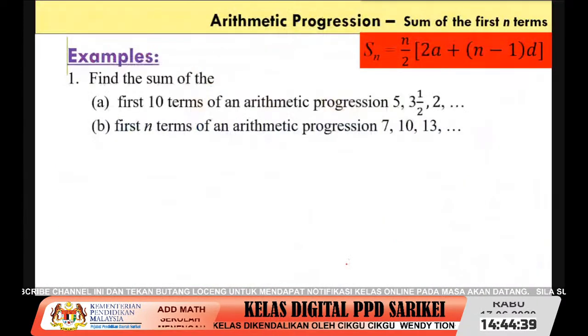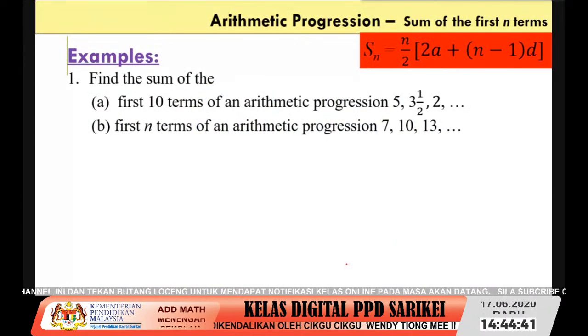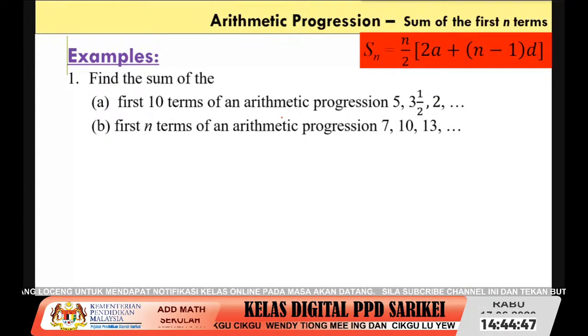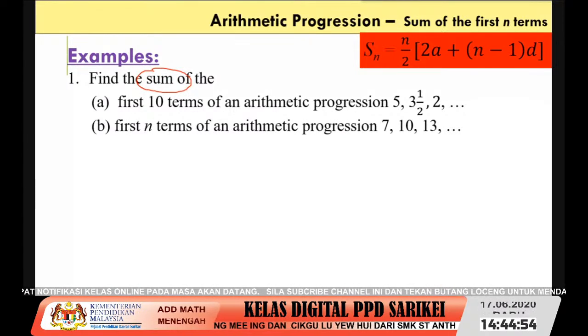Okay, next example. Okay, we go through the example now. Find the sum of the first 10 terms of the arithmetic progression 5, 3.5, and 2. Find the first 10 terms of an arithmetic progression. So the keyword, okay, apakah keyword dia? Hasil tambah 10 sebutan yang pertama.